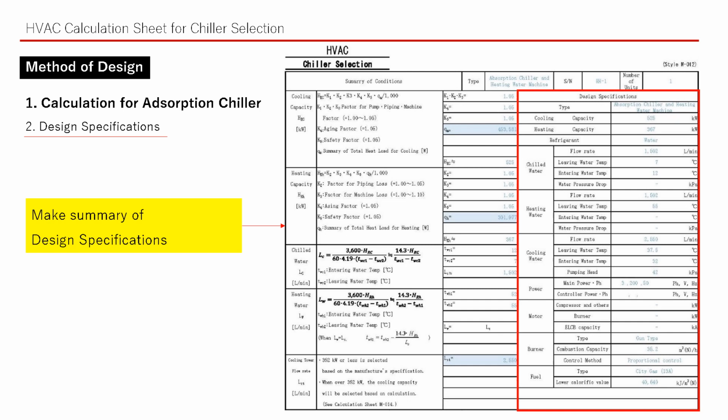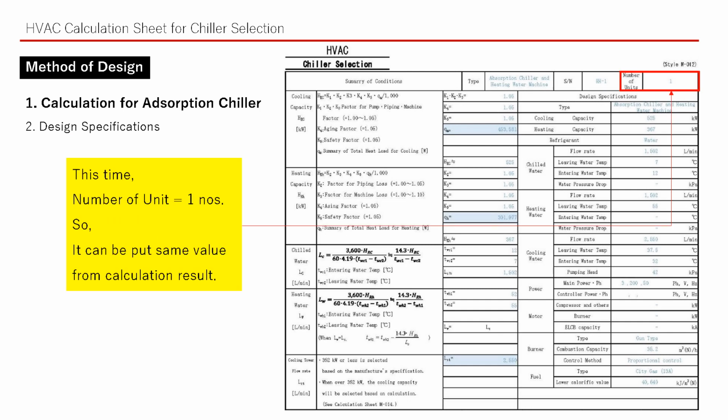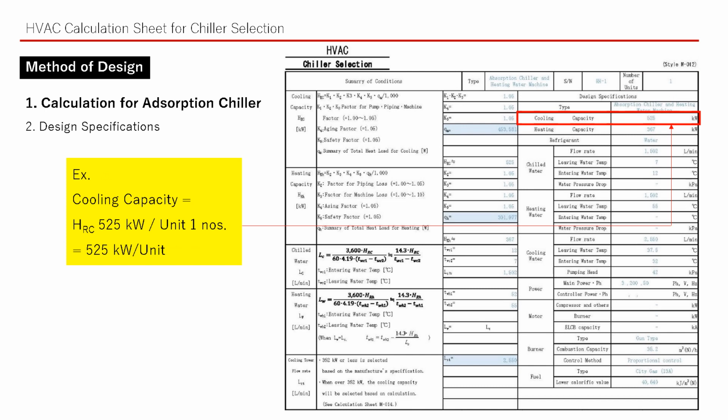Next, make summary of design specifications. This is the preparation for product selection. This time, we assume that the number of units is one. So, the same value can be put from the calculation result. For example, calculated cooling capacity 525 kilowatts. Number of units is one. So, design specification is 525 kilowatts per unit.